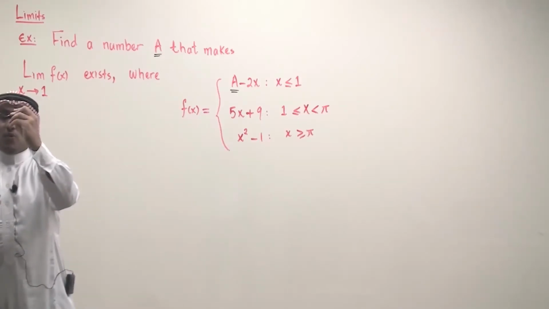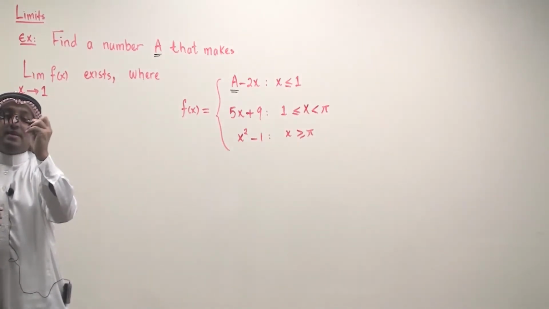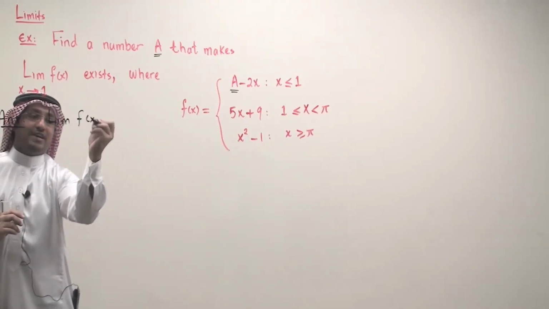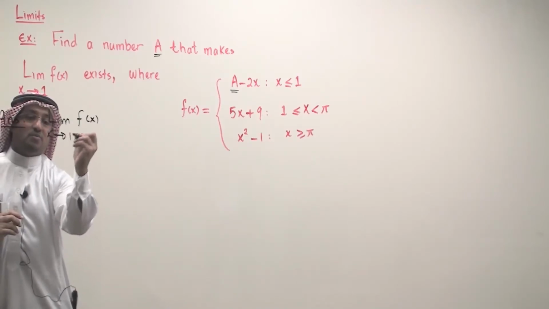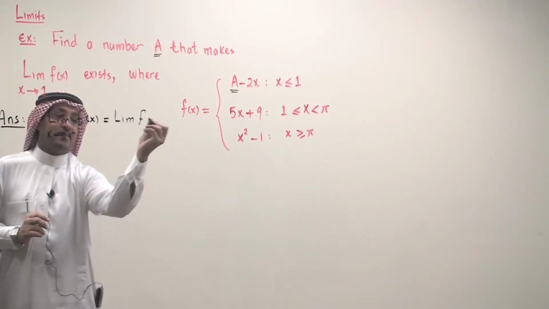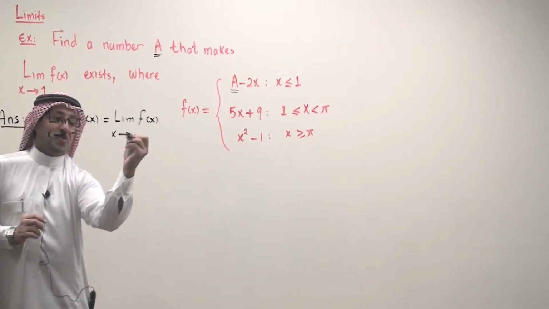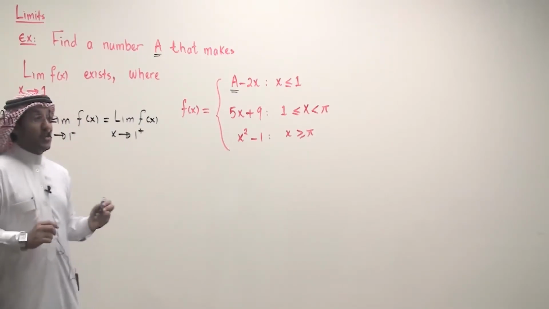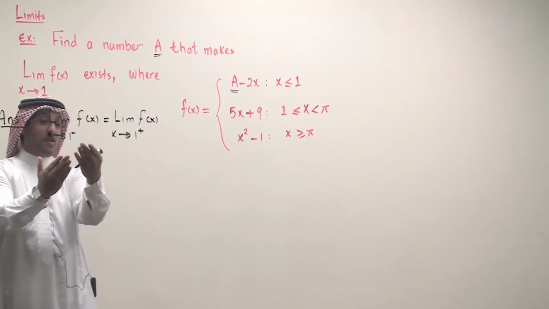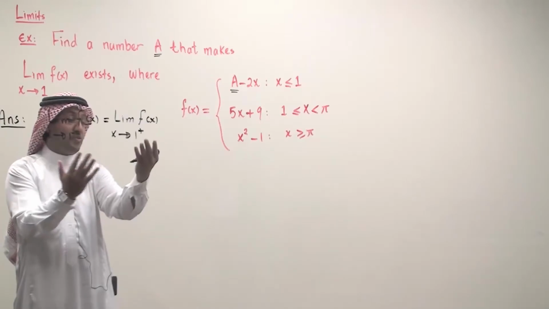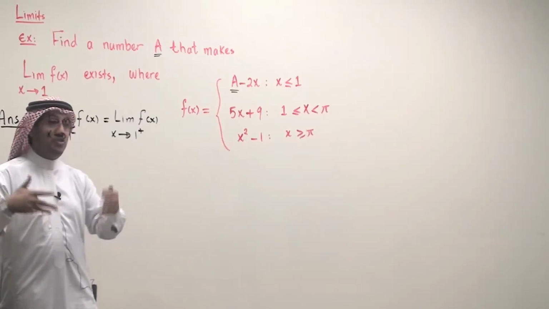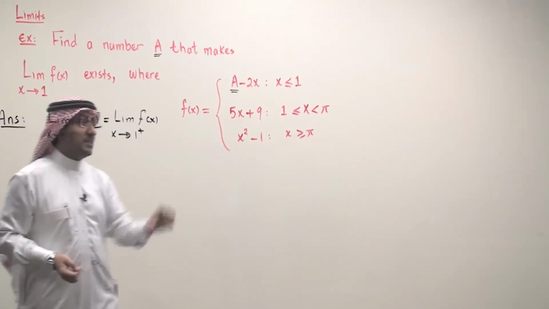Well, we know the limit exists if the limit of the function f of x as x goes to 1 from the left equals the limit of f of x as x goes to 1 from the right side. So this means we need to calculate the limit as x goes to 1 from the left and the limit as x goes to 1 from the right. We equate them, and then we are going to get an equation involving a. This equation is going to help us to find a.